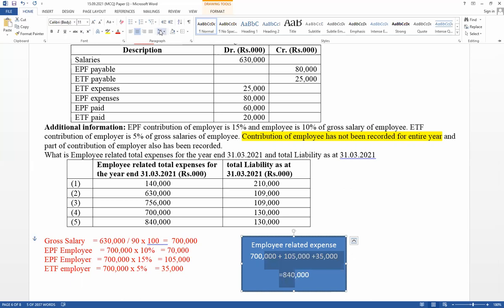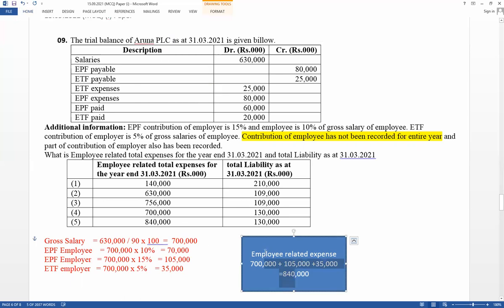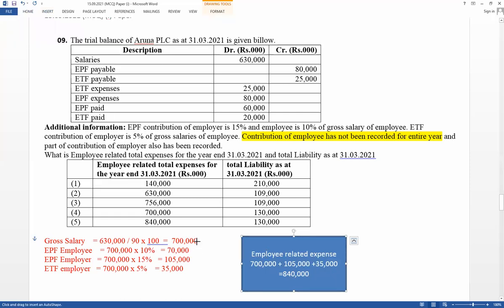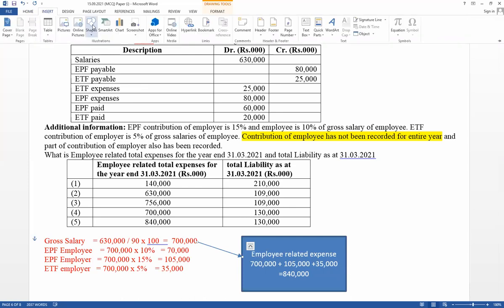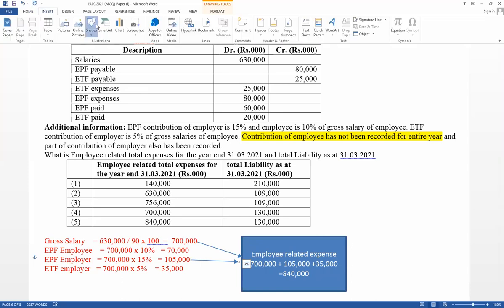Think salary account balance. As a salary, you have to consider gross salary, and EPF employer and ETF employer should be considered as EPF expense as well as ETF expense. Think how to calculate employee related expense of the business.